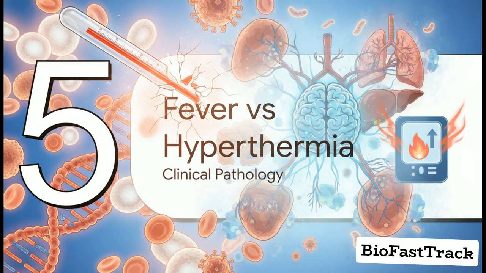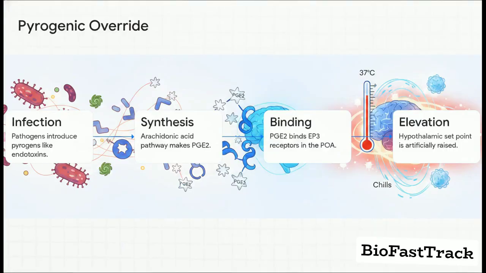Finally, Section 5, Fever versus Hyperthermia. Let's trace what happens during a fever. An infection introduces pyrogens. Your immune system then kicks off the arachidonic acid pathway to synthesize prostaglandin E2. PGE2 binds to EP3 receptors in the POA, dialing the set point upward from 37 degrees to 39 degrees. Basically, your brain now thinks you are freezing.